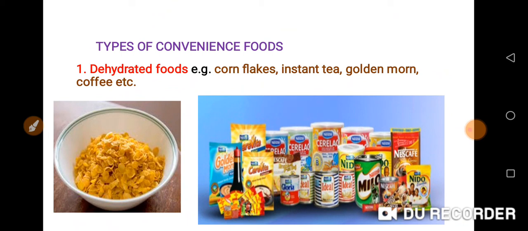When you talk about dehydrated foods, for example, cornflakes, instant tea, Golden Morn, coffee, etc. As you can see in more examples, these dehydrated foods have been processed by the manufacturers. That is, the water has been removed and they have been processed into this form. So these are dehydrated foods.